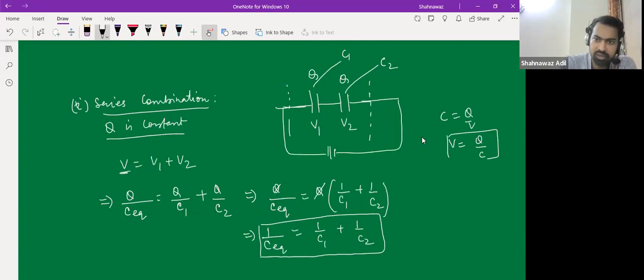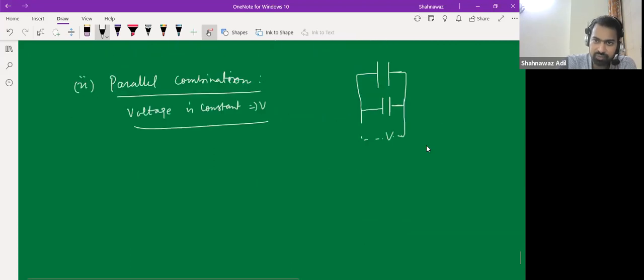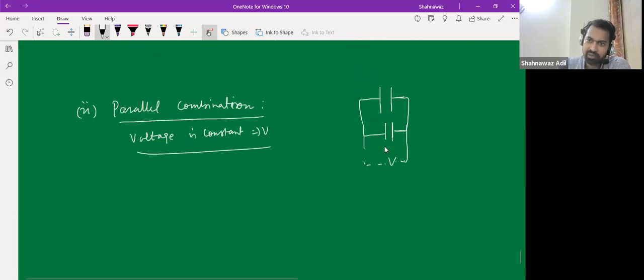Let's say V is the same, so this is V and this is V. The charge would be different. This is Q1 and this is Q2, and let's say this is C1 and this is C2. If charge is different, then the total charge would be Q1 plus Q2. Right, guys?